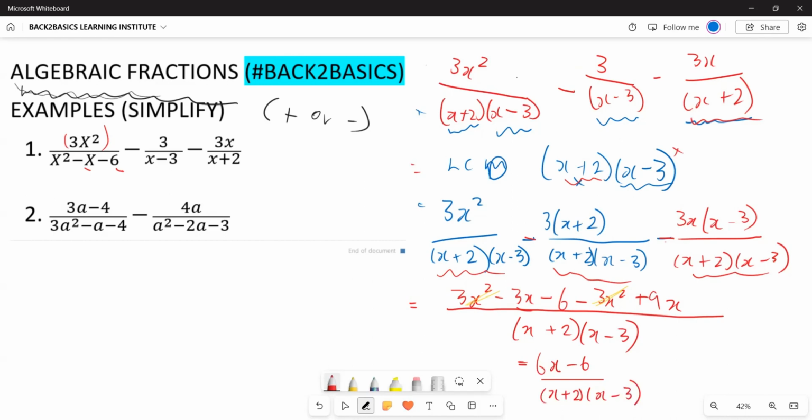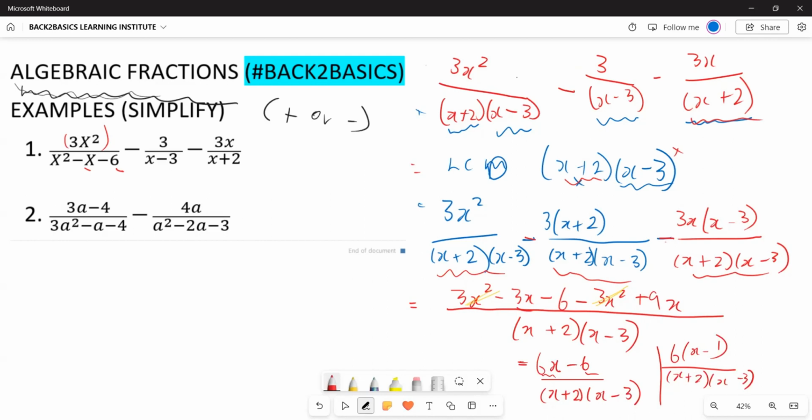Is there anything that you can do here? Probably yes, you can just take out the 6 as a common factor here, because 6 is common here and here. So you can say this is 6 over x subtract 1, under x plus 2 and also x subtract 3. And then this is now indeed your solution. So then you have solved this example 1, right?